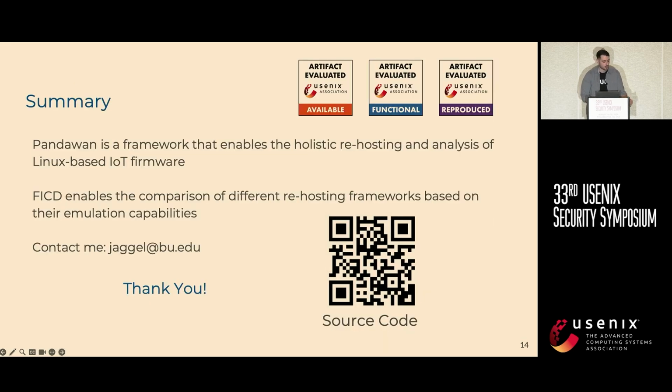So in summary, I talked about Pandawan, which is a framework that enables the holistic rehosting and analysis of Linux-based IoT firmware. And also we introduced the FICD technique, which enables the comparison of different rehosting frameworks based on their emulation progress. Our source code is available publicly, and I'm happy to take any questions.